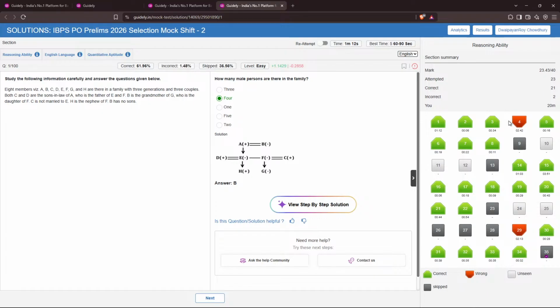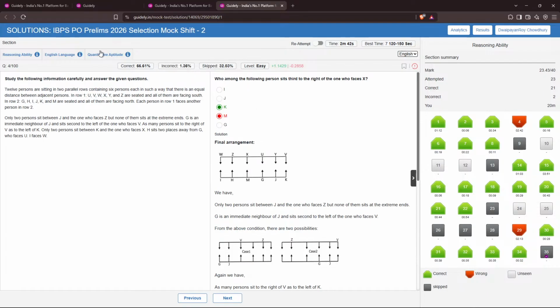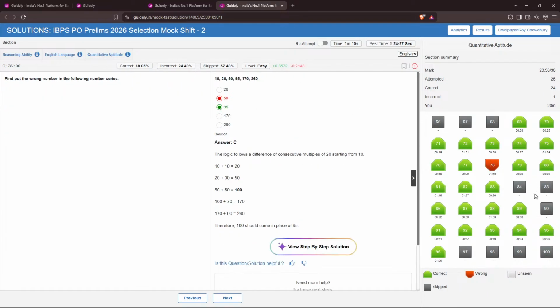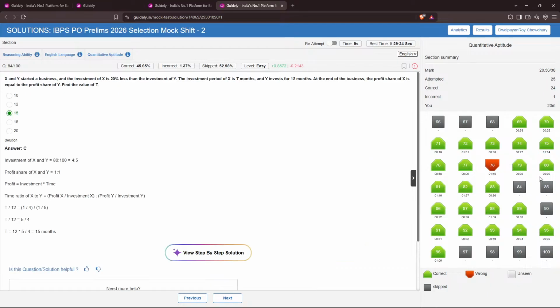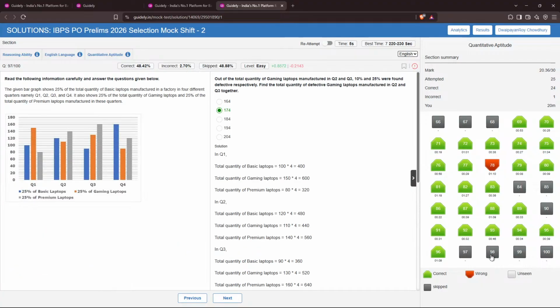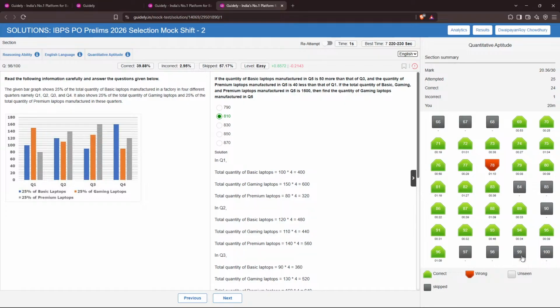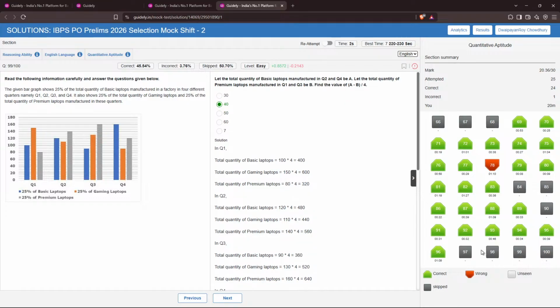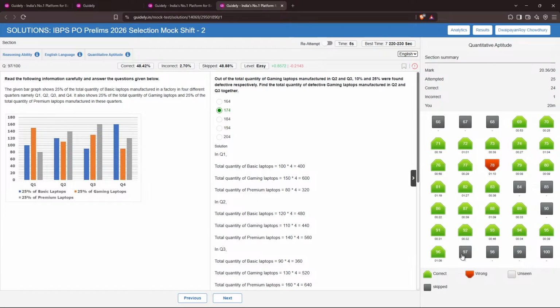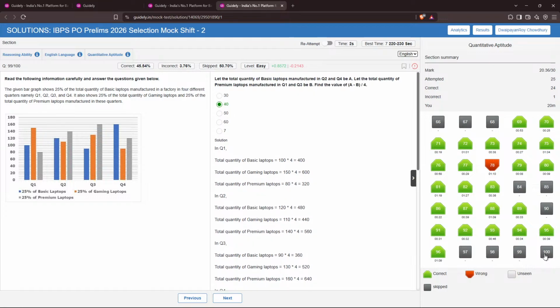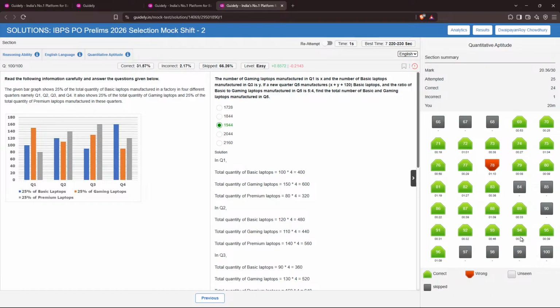In quants I saw this and this. All right. The other questions are just about which one I did and which I didn't, so nothing about that. Yeah, this was an easy set. I could have done it.